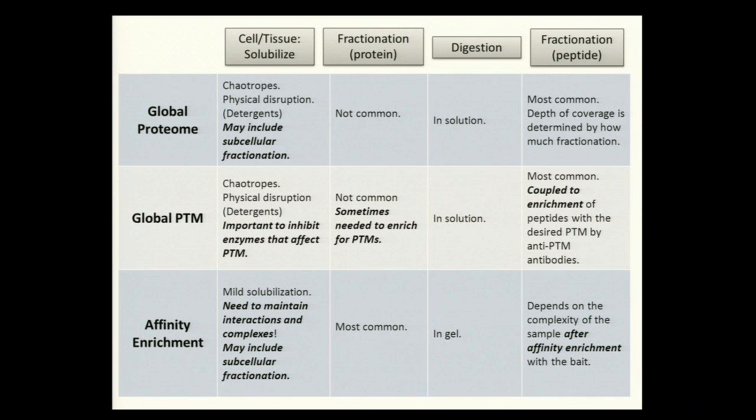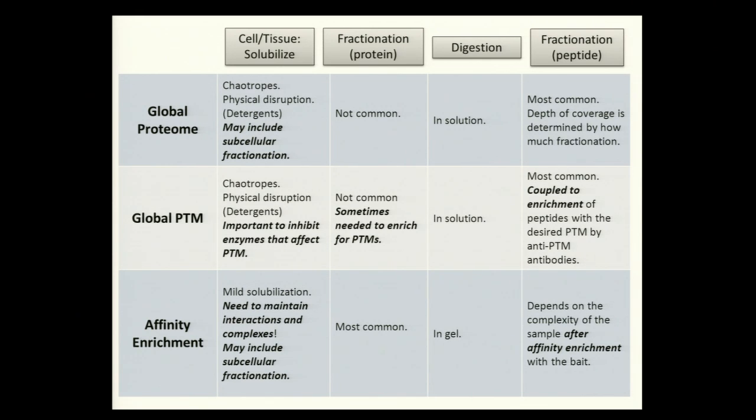If you're doing a global PTM experiment, again, you will solubilize with any of these. And remember that if you're looking for a specific PTM, you have to make sure that none of the enzymes you're releasing is affecting that. And when you're doing affinity enrichment, you need to make sure that you're using mild solubilization techniques. You can't really denature your protein because then you lose any information you might have.